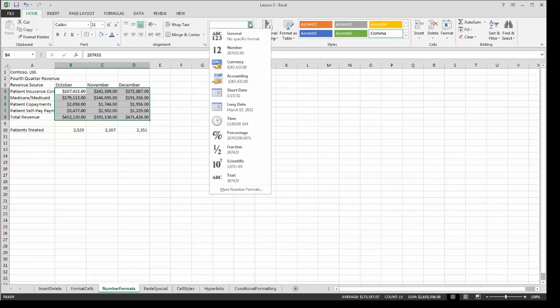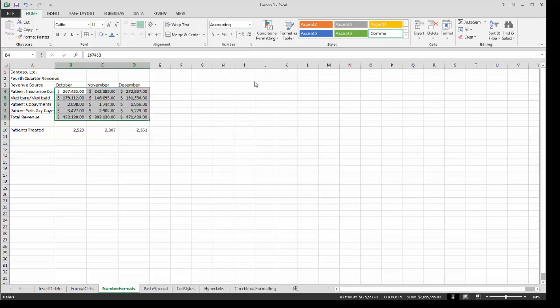Now, if we look at accounting and currency, if you look in this menu, they look very similar. The biggest difference between them is that the $ sign is moved all the way to the left instead of being right next to the currency amount. It also aligns all of your values by their decimal point. So this was as if we had put in a decimal tab into each cell.